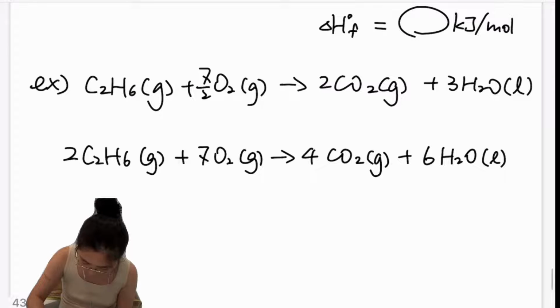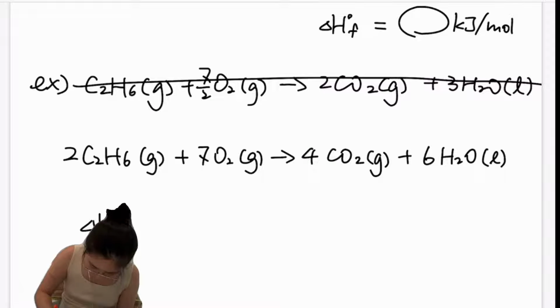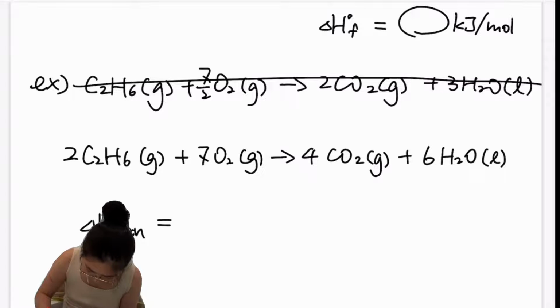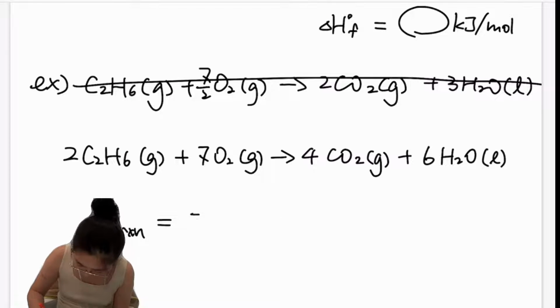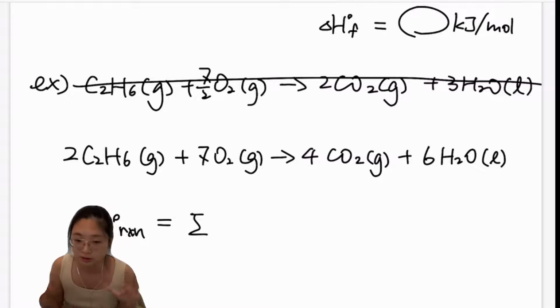For this second reaction, I want to calculate the change in the enthalpy. Now we can use the enthalpy change of the formation. What happens here is you add up the enthalpy change of formation of the products, and then you subtract the enthalpy change of formation of the reactants.